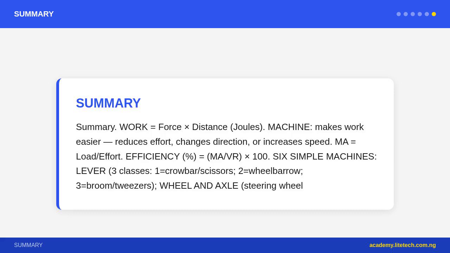and axle, steering wheel, doorknob, windlass, pulley, a fixed direction change, movable MA equals 2, compound heavy loads, inclined plane, ramp, hillside road, long slope, less effort, wedge, knife, axe, cutlass, nail, split / separates, screw or screw jack, nut / bolt, inclined plane in spiral. All complex machines are combinations of these 6. Machines never create energy. Friction means total energy input exceeds output.